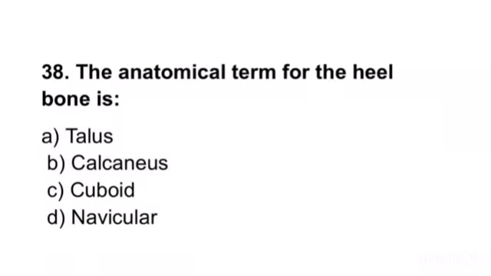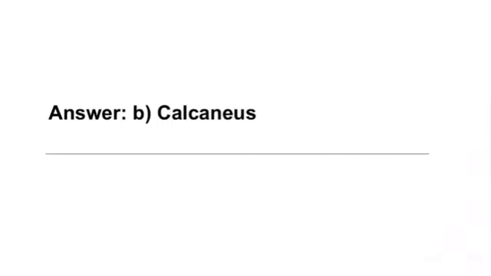38. The anatomical term for the heel bone is A. Talus. B. Calcaneus. C. Cuboid. D. Navicular. Answer, B. Calcaneus.